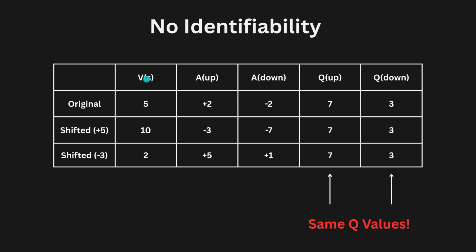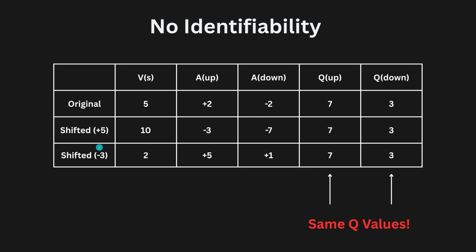But let's say I shift everything over. So I'm going to shift my value by 5, so my 5 becomes 10, and I'm going to shift my advantages down by the same constant. So my 2 becomes -3, and -2 becomes -7. So now I just add them together. 10 plus -3 is 7, and 10 plus -7 is 3, which is the same as before.